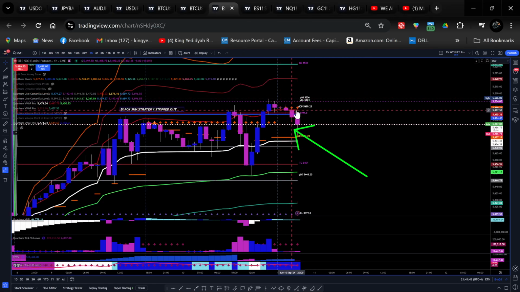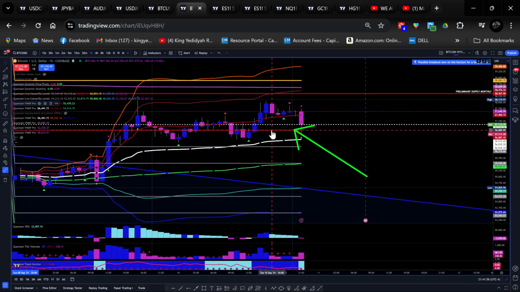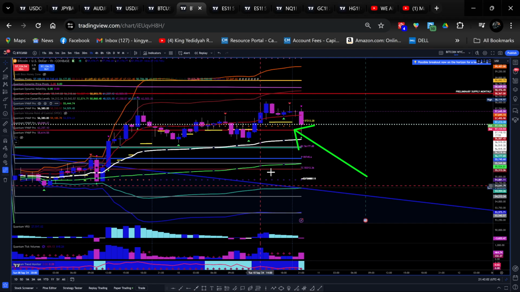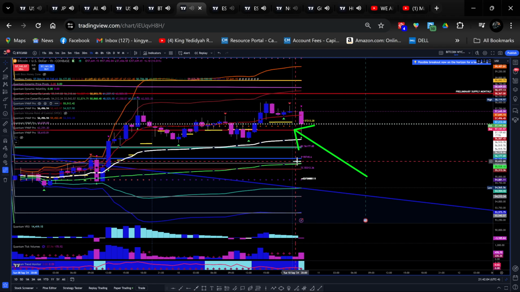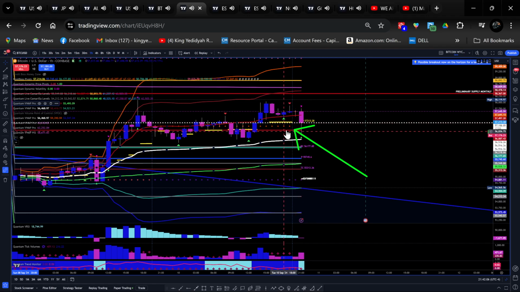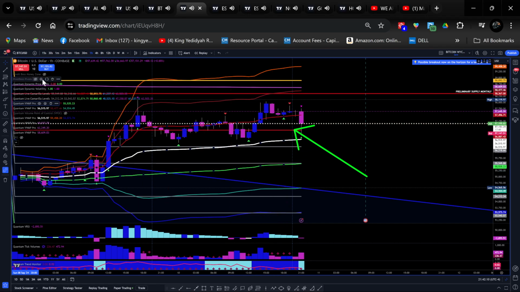So you see you have the rejection, you have the breakdown of the pivot, so you could take the entry at the breakdown of the pivot and have your stop loss above this level, right? So on Bitcoin, let me throw on the pivot levels. The central pivot is all the way down here, so it doesn't have that golden pivot, double pivot right there with the pivot levels, but it's the same kind of setup, right?